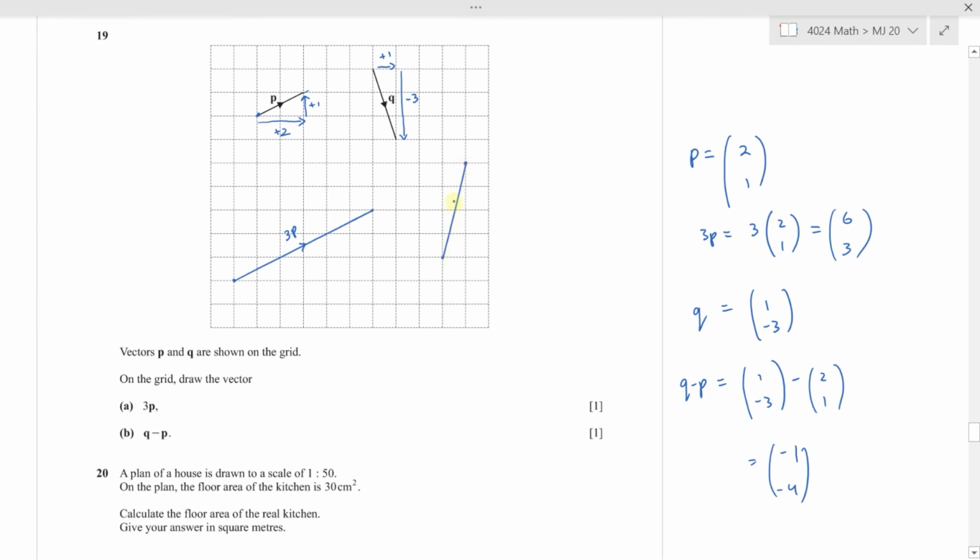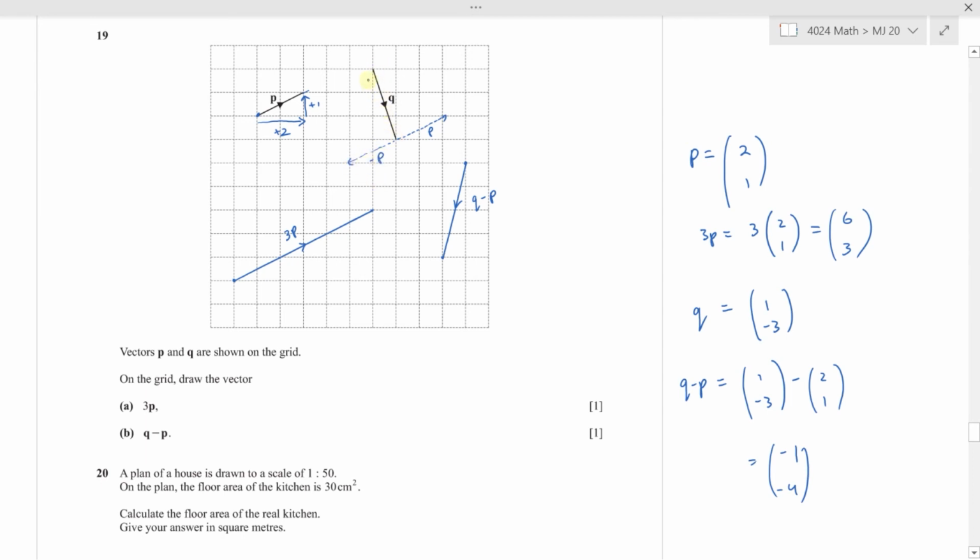This is better. So this will be my vector q minus p. And if you want to sketch it directly, you can figure it out. So this is q, and this is your vector p, right? So minus p will be in the opposite direction. Same vector in the opposite direction like this. So this is minus p.